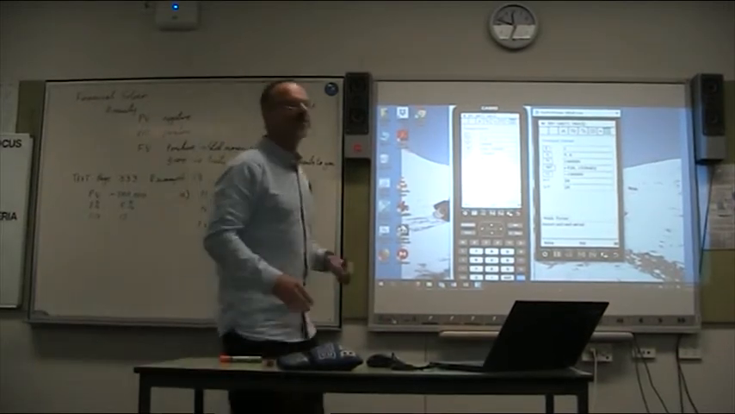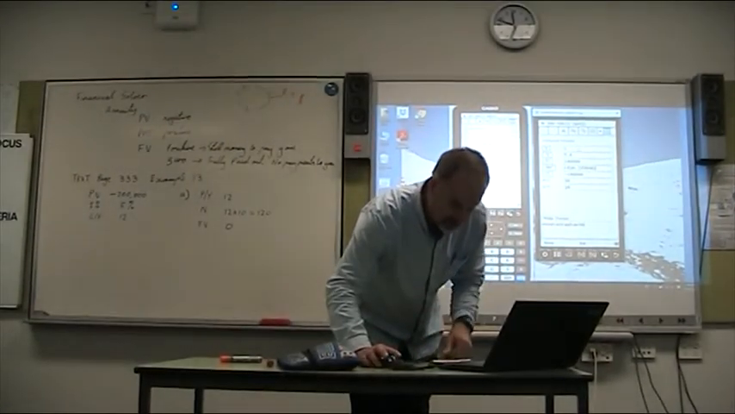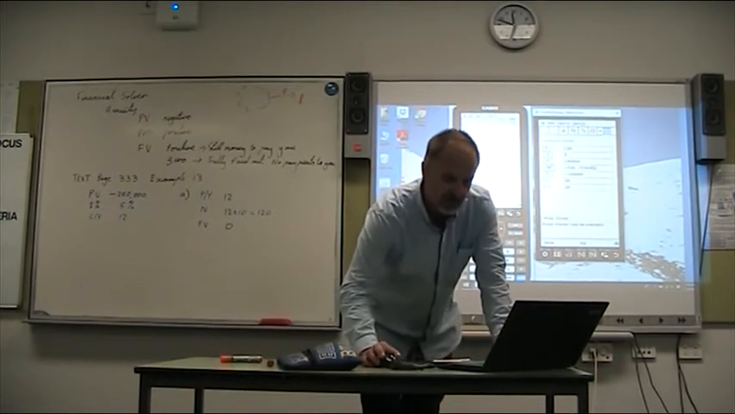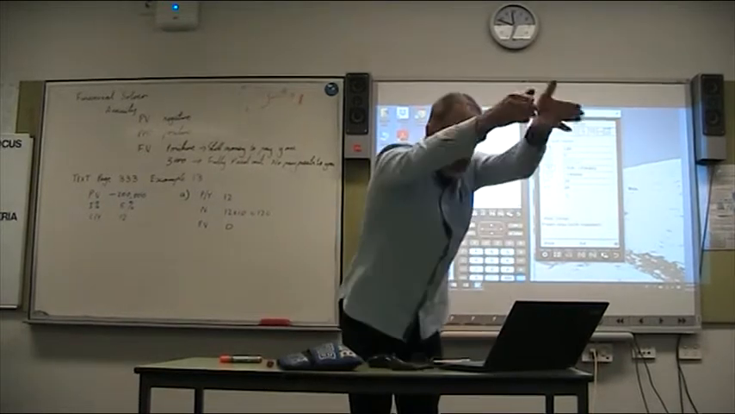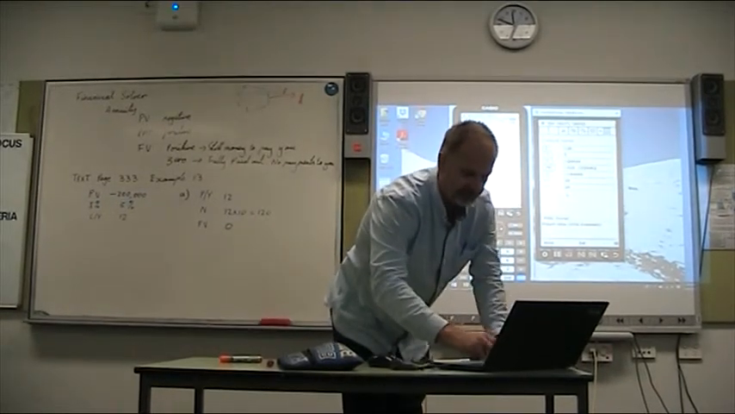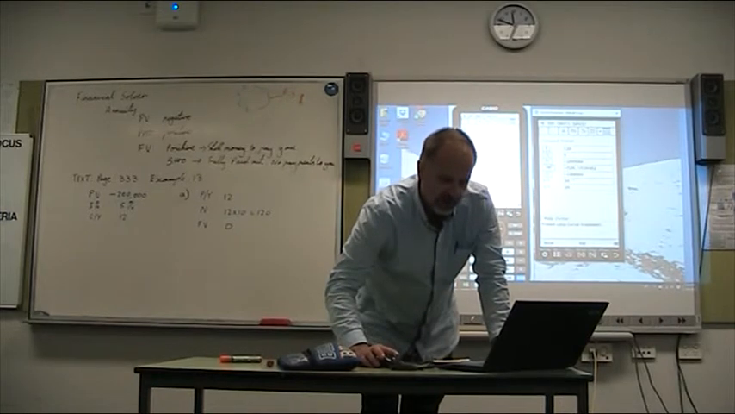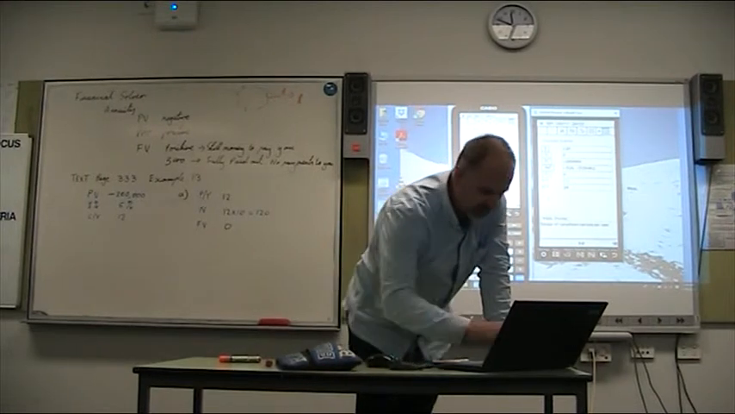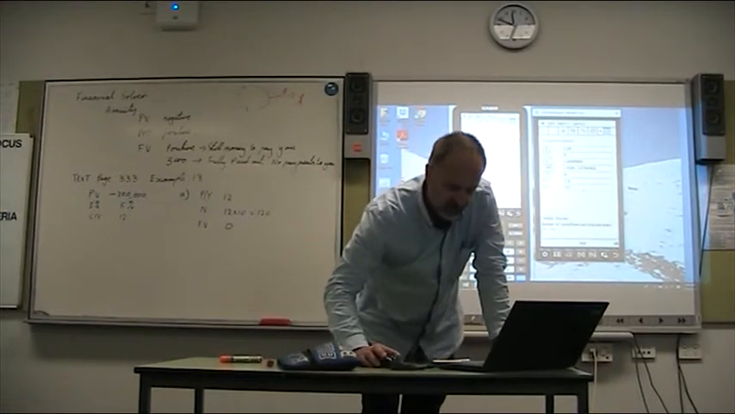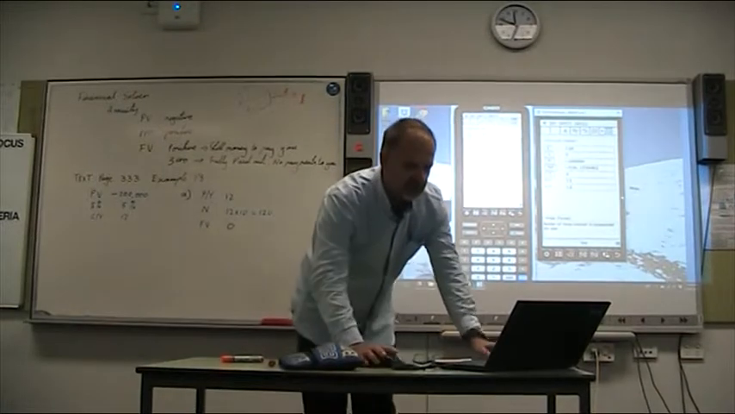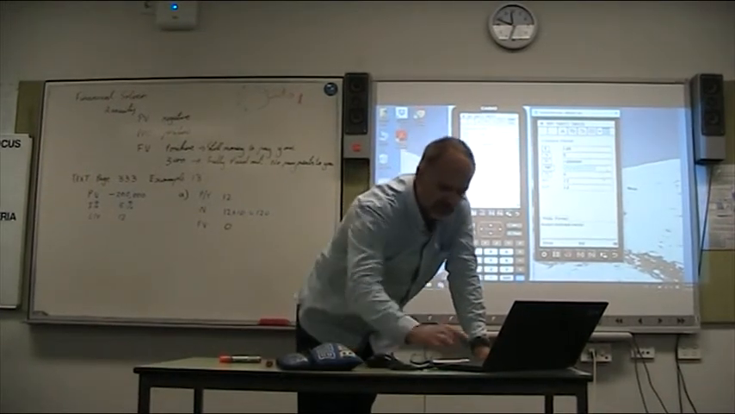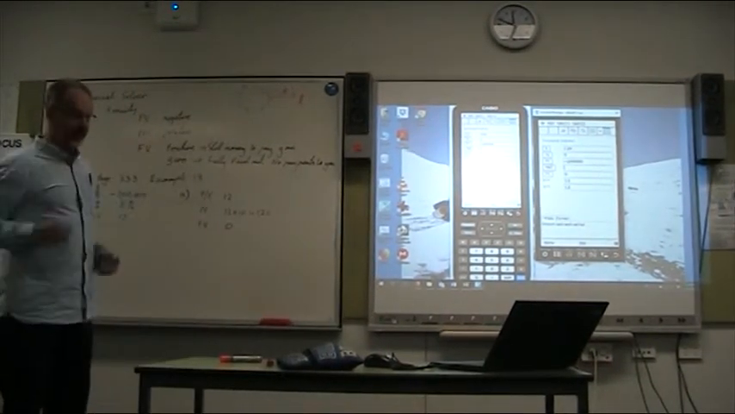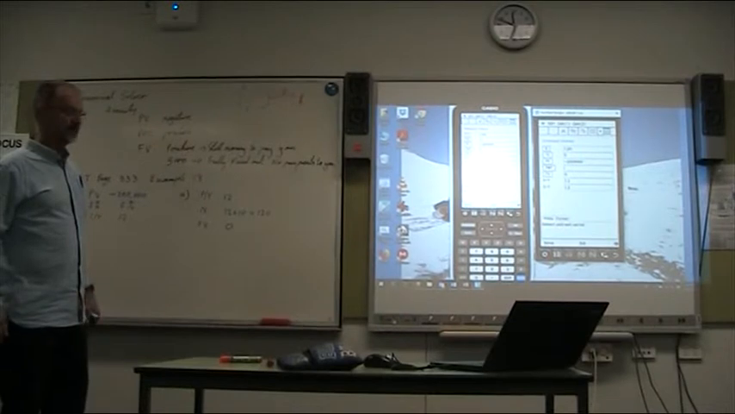So the number of payments. Let's go back up here. 120. His interest rate was 5. He put the money in, so it's negative. Future value, he wants nothing left. And gets paid 12 times a year, interest is compounded 12 times a year. And the payment, how much he's going to receive every month, is what we're looking at.